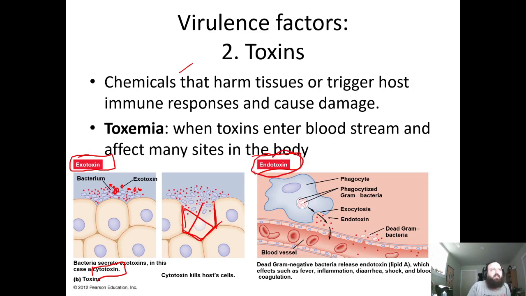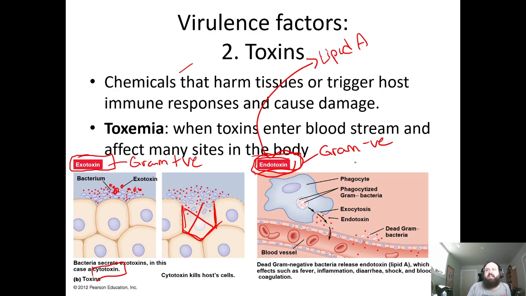Endotoxins are a little different. Endotoxins are found specifically in gram-negative bacteria, whereas exotoxins are more common in gram-positive bacteria. And in the cell wall of the gram-negative bacteria is the location of the endotoxin. In particular, endotoxin is created by something called lipid A, which is sort of the active component of the endotoxin.